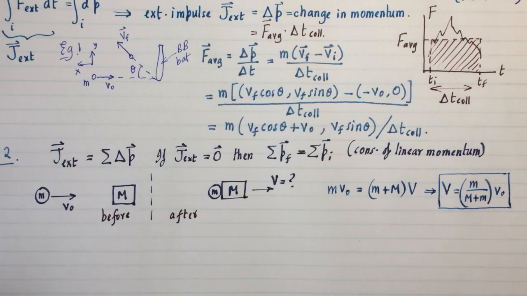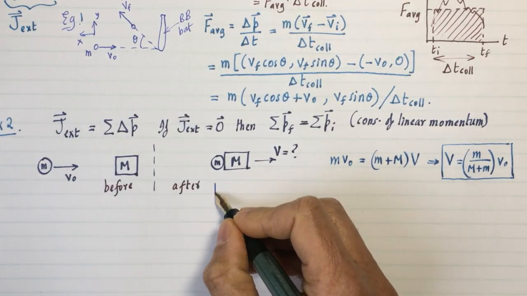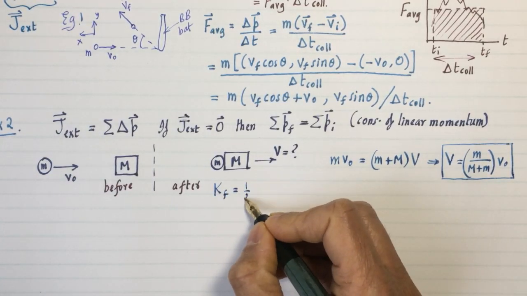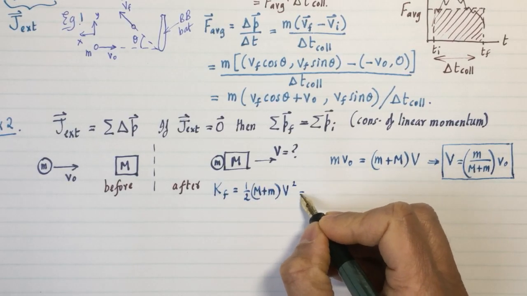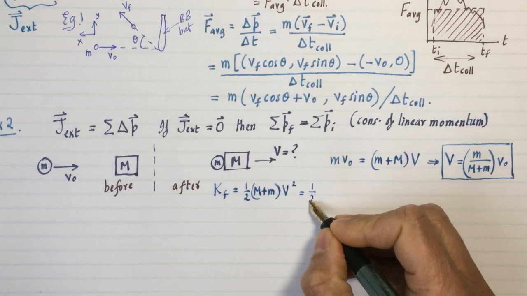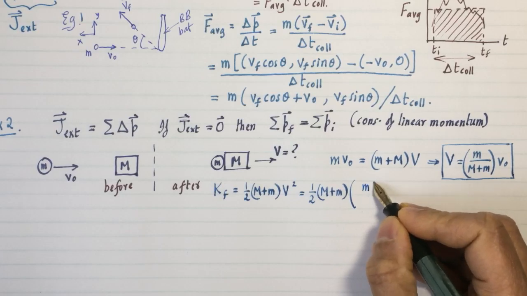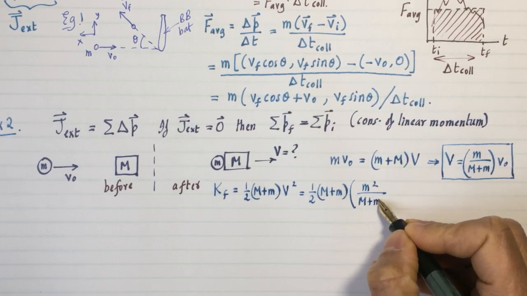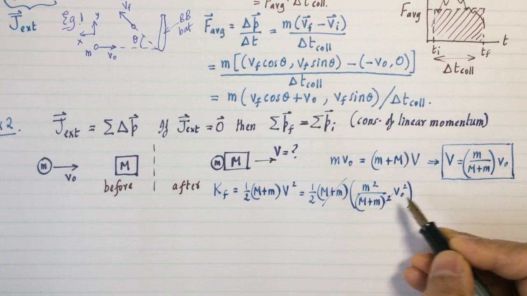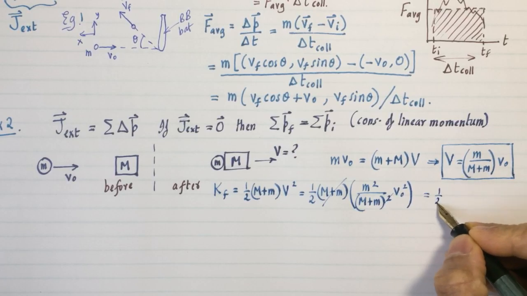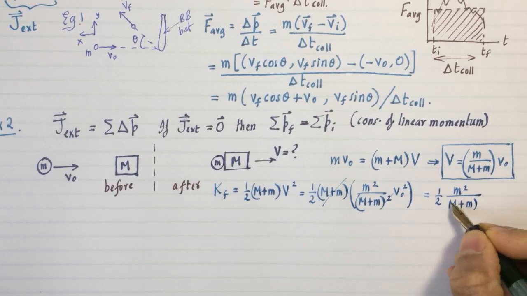Now to answer the kinetic energy question, we just have to calculate the kinetic energy after and before, and then compare. So let's do that. K final is 1/2 m plus M V squared, because the total mass has to be considered. The capital V is known to us, so let's substitute. I'm going to get m squared over m plus M squared times v naught squared. Now one of these m plus M factors cancels out, and so the answer is going to be 1/2 m squared over m plus M v naught squared.